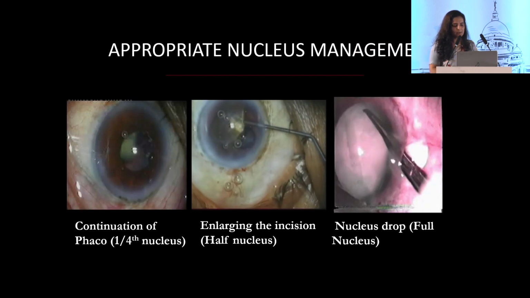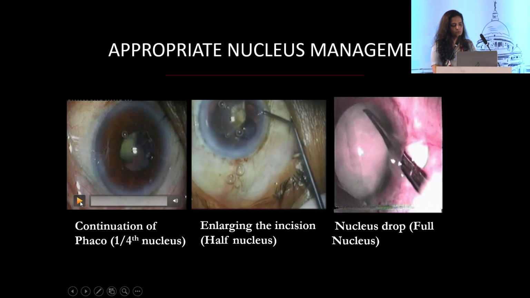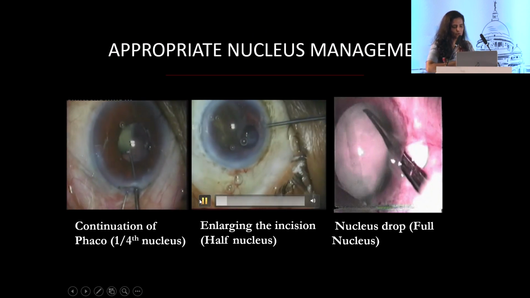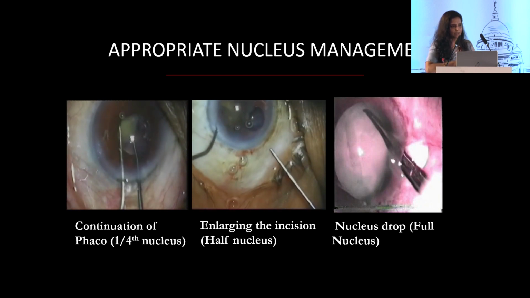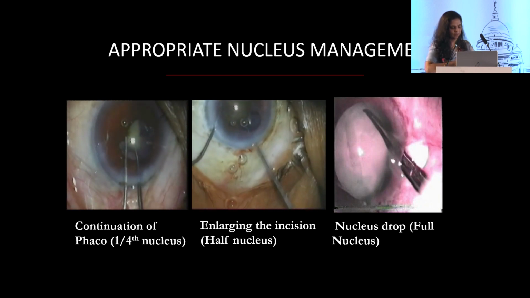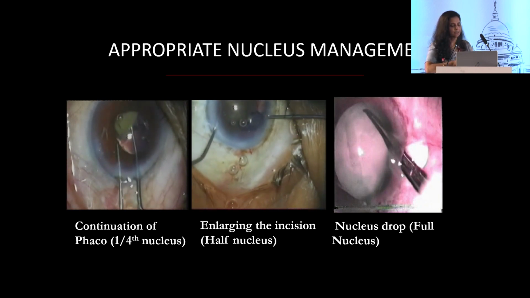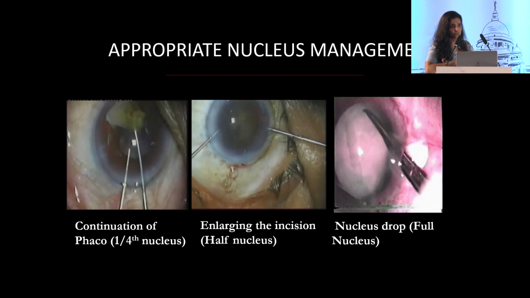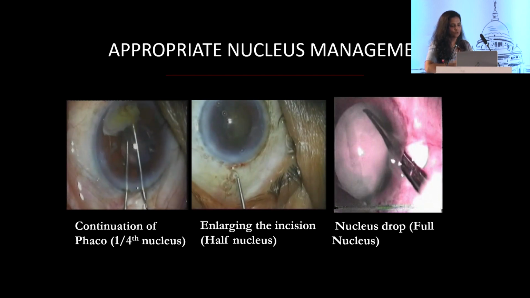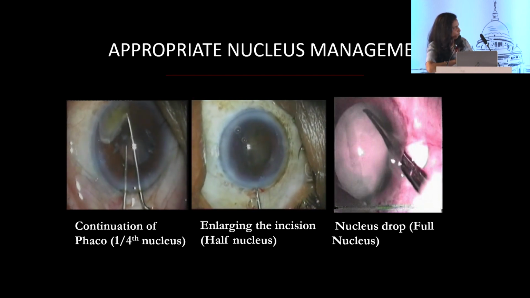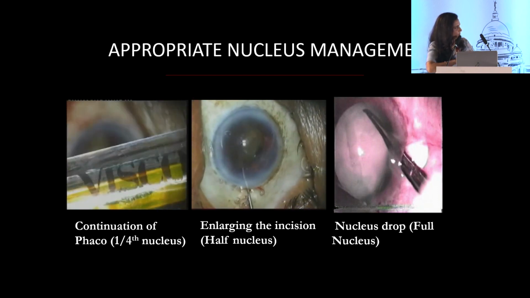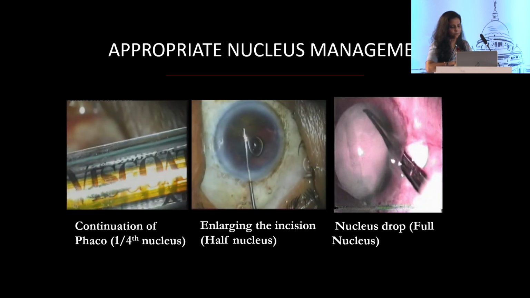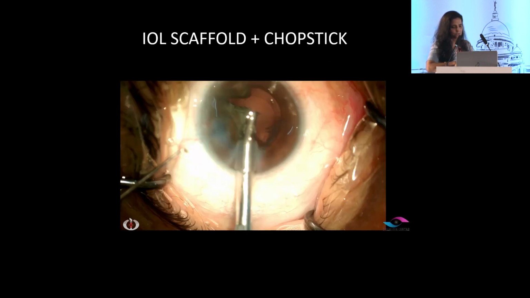Now, the nucleus management would depend on how much of the nucleus is left. So if there's a very small piece, you could even continue your phaco. You could get this nucleus into the anterior chamber, put a high viscosity viscoelastic, and then continue your phaco in the anterior chamber. You could enlarge the incision, convert to an ECCE. You could use the chopstick maneuver where you use two instruments to get these nuclear fragments out. And in case there's a nucleus drop, then it's best left to the vitreoretinal surgeon.